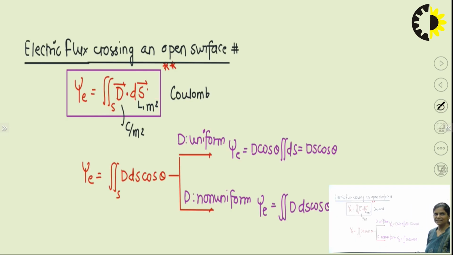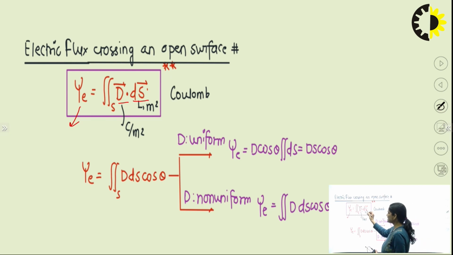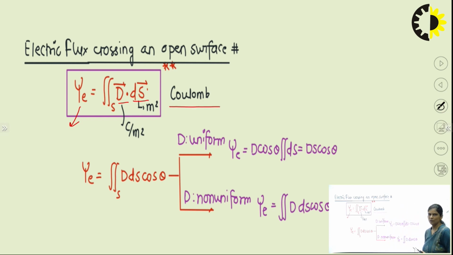Now electric flux crossing an open surface is represented as the double integration of D dot ds. D is the electric flux density, and ds is the surface, the Gaussian surface. The units of ds are meter square, and D is coulomb per meter square. So finally the unit of electric flux is coulomb.